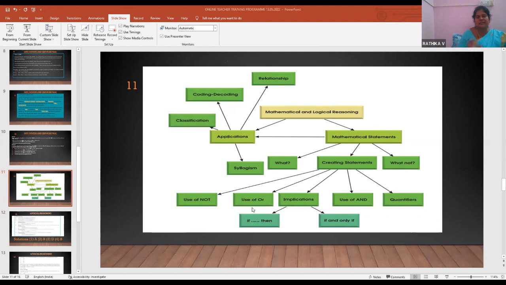Intrastate only there are questions. Interstate very rarely are they given, but even then we have to refer to extra books and get questions and teach extra concepts. So with that I stop this, and I will show you the next topic, mathematical and logical reasoning.